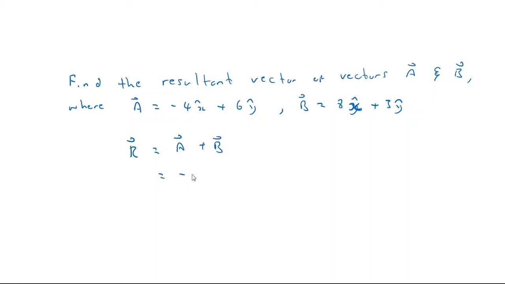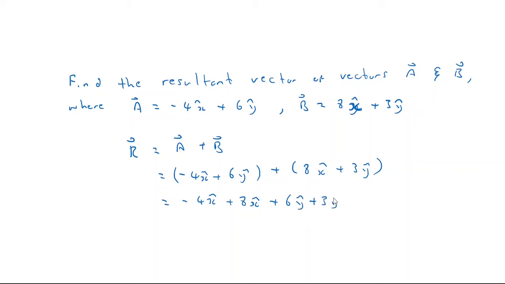And then what is vector A? It's minus 4x hat plus 6y hat. That's what vector A is. What is vector B? Vector B is 8x hat plus 3y hat. Group all the x's: it's minus 4x plus 8x. Group all the y's: it's plus 6y plus 3y. And voila, just like that, you end up with 4x plus 3y.